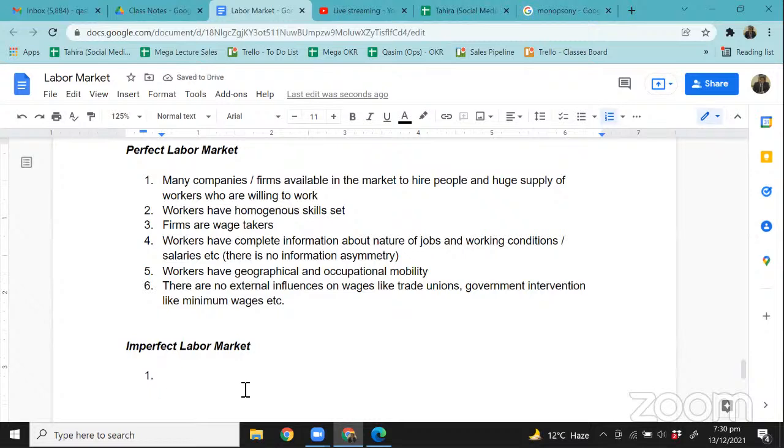Okay, now what is imperfect? Obviously, where these characteristics will not hold true, that is an imperfect labor market, right? Now, the first thing, right. So that is basically the supply. So supply is perfectly elastic.